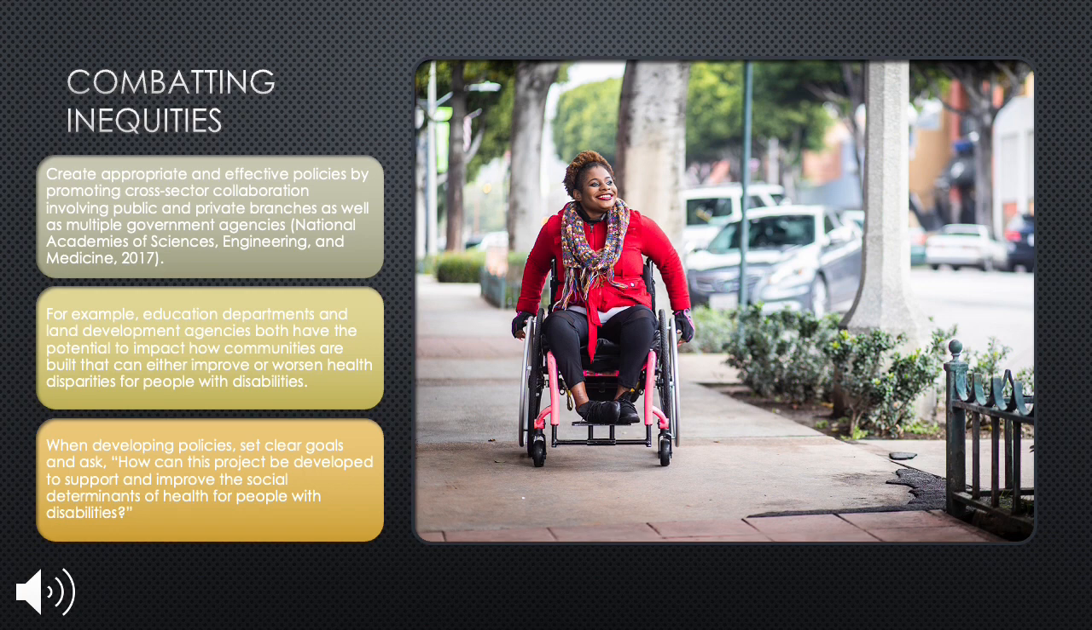For example, the education department and land developers both have an impact on how communities are built. Their choices can either improve or worsen health disparities within the disabled community. Anytime you're involved in policymaking, ask yourself, how can this project be developed to support and improve the social determinants of health for people with disabilities?